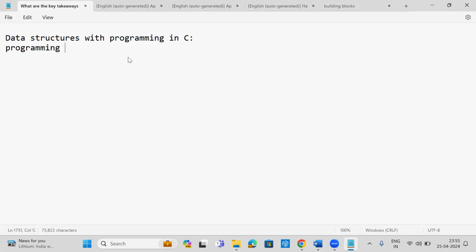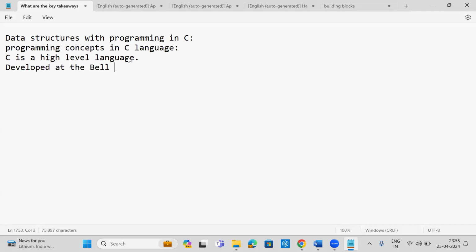So we will start with programming concepts in C language. C is a high-level language, right? It is a general programming language as well as a specific purpose programming language. It was developed at Bell Laboratory in USA by Dennis Ritchie mainly.